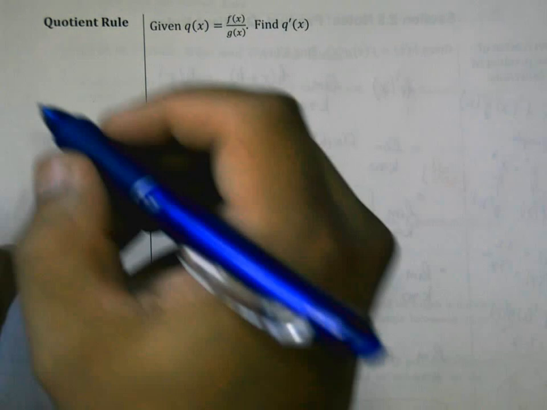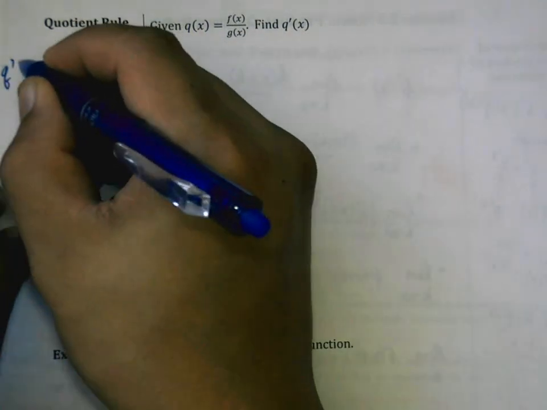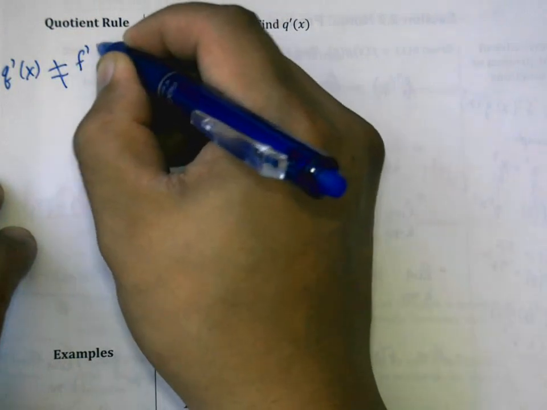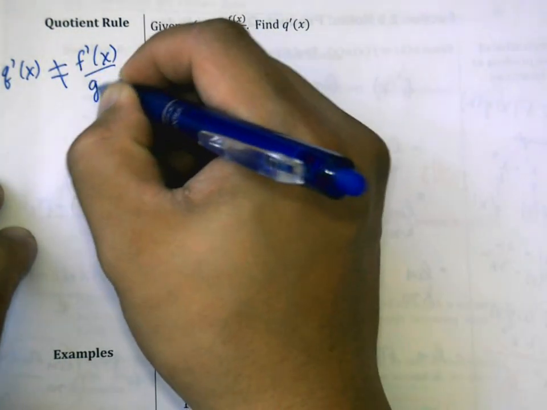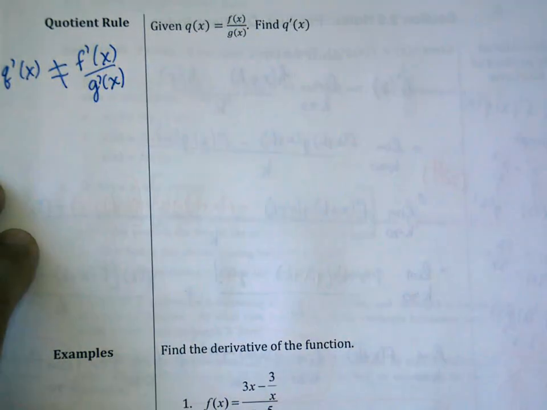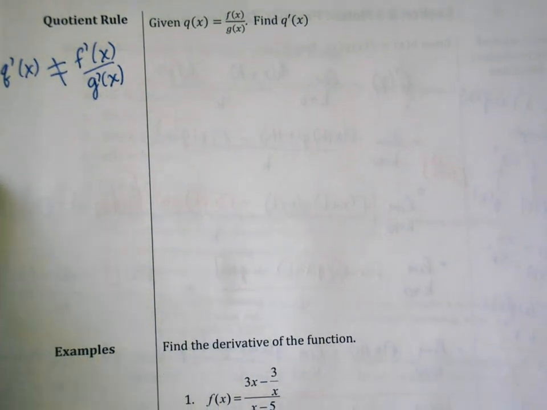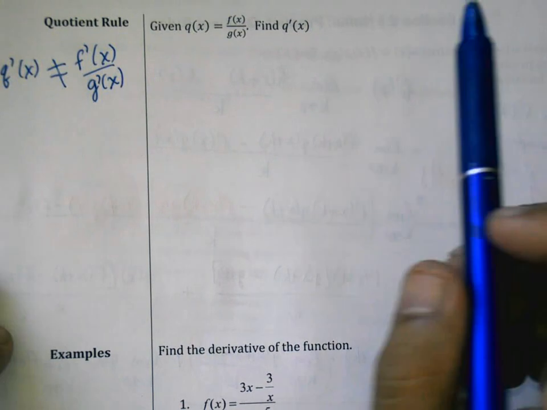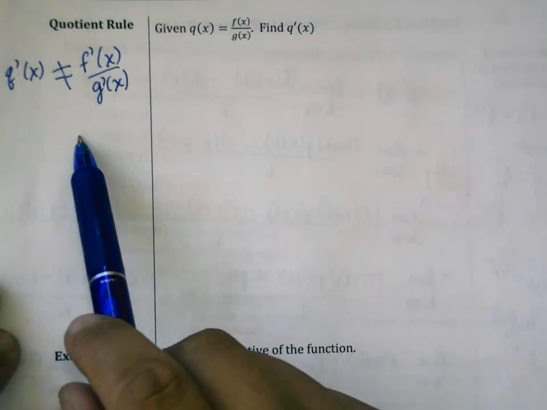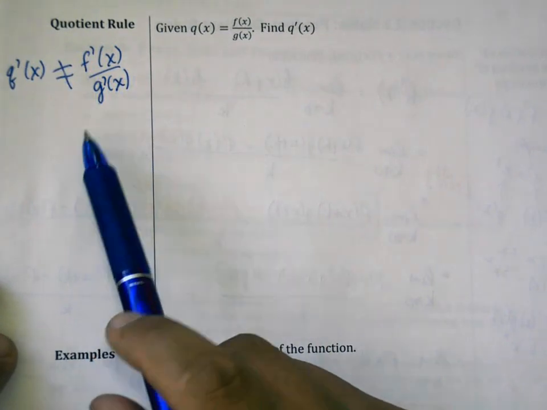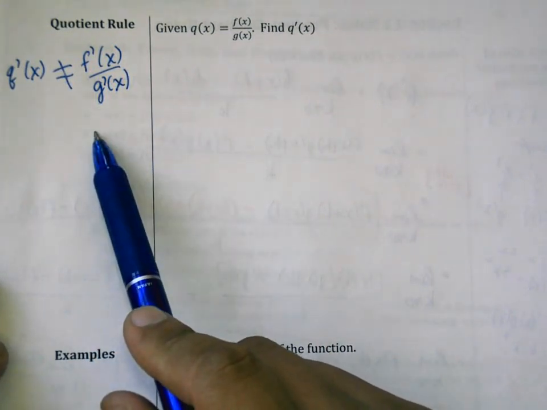And just like last time, I just want to point out that q prime of x is not equal to f prime over g prime. Okay. We really want it to be. That would certainly make our lives a lot simpler, but it is not the case. I won't give you a counterexample for this one. I'll let you think for yourself about why this will not work.